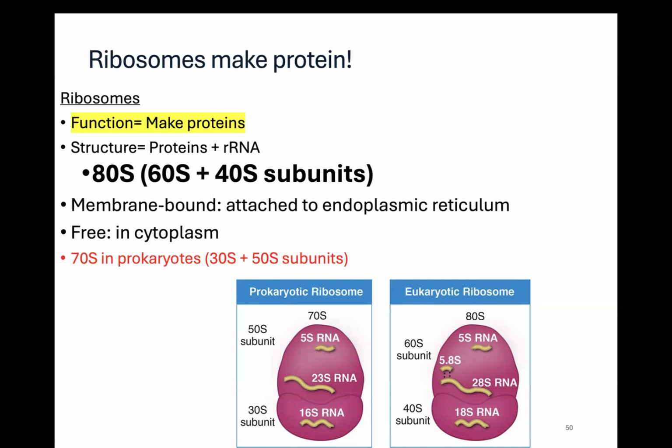Ribosomes are either membrane bound, meaning they're attached to the endoplasmic reticulum, where they make proteins that are exported from the cell or inserted in the cell membrane, or ribosomes can be free, found floating in the cytoplasm, where they make proteins that function inside the cell.